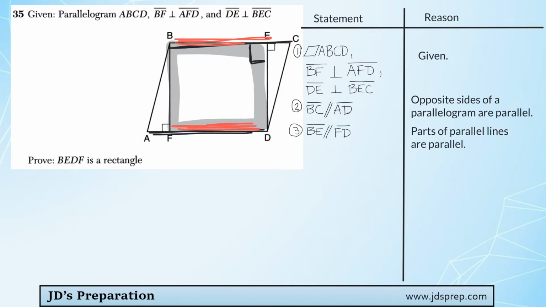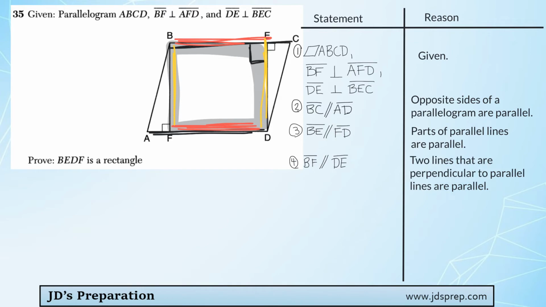Next, we'd have to state that the lines BF and ED are parallel, and we know that's the case because they're both perpendicular to the same parallel line. So any two lines that are perpendicular to one parallel line will also be parallel to each other. And now we're at the point where we can state that BEDF is in fact a parallelogram because we've got a quadrilateral where both opposite sides are parallel to each other.